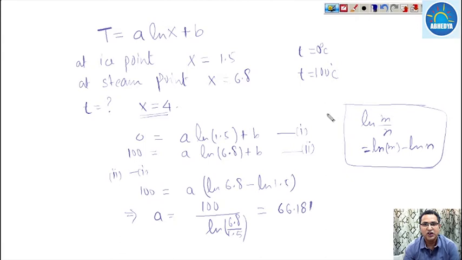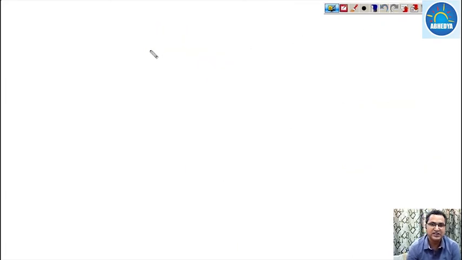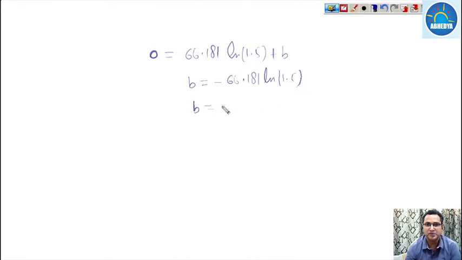Okay, now putting this value of A in the equation number 1, what is equation 1? 0 is equal to A, 66.181 ln 1.5 plus B, then B becomes minus 66.181 ln 1.5, then the value of B becomes minus 26.834. So this is the value of B, 26.834.